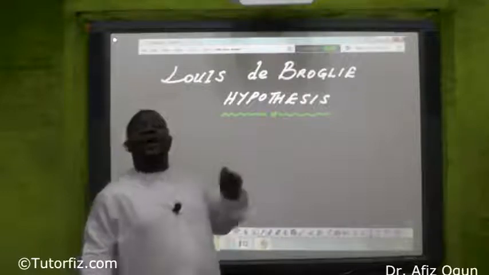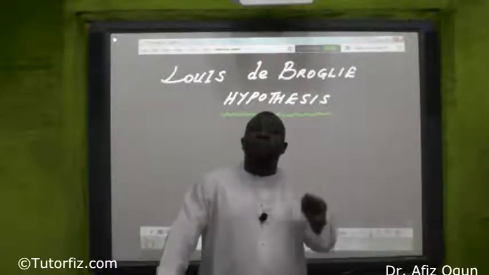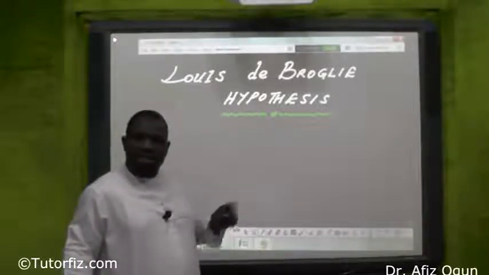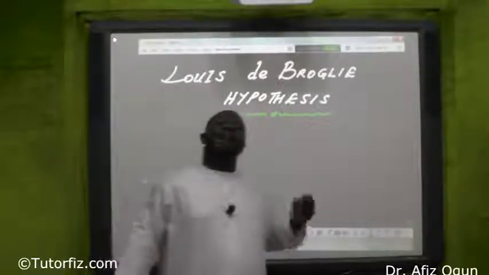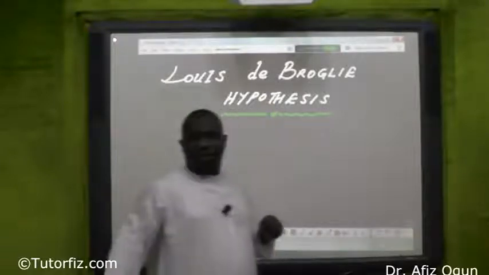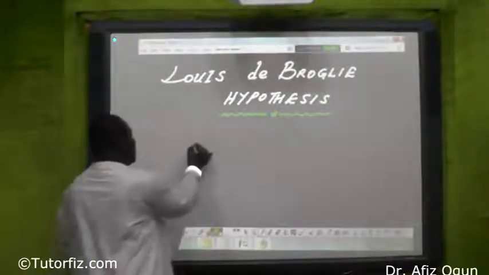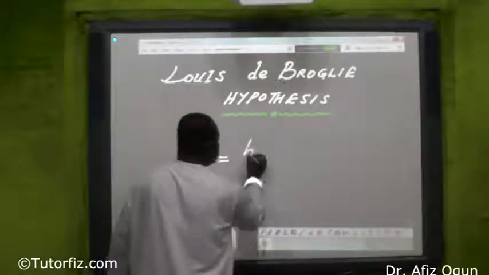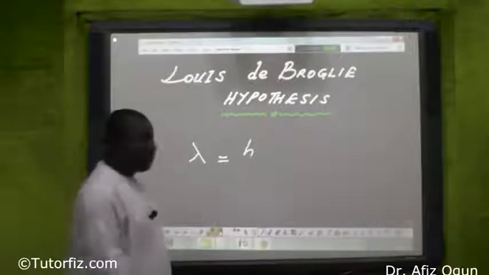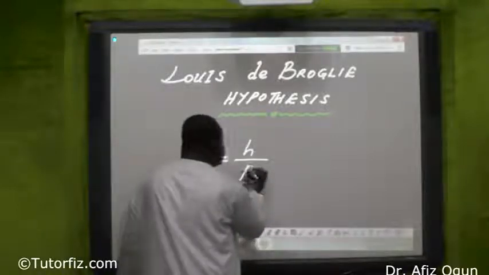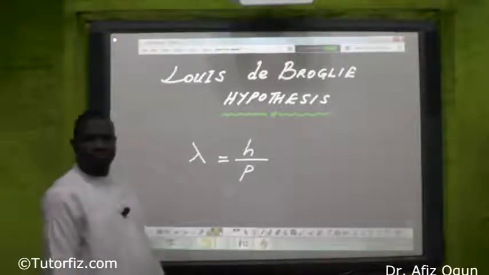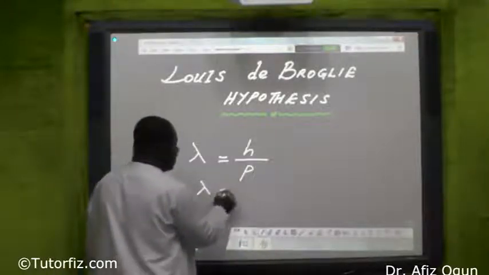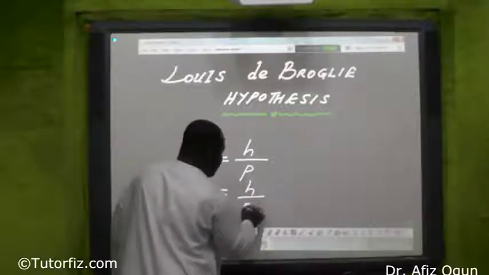If a moving electron can behave as a wave, that means it must have a wavelength. He suggested that the wavelength, lambda, of the electron equals Planck's constant divided by the momentum of that moving electron. Of course, you know momentum is mv. That means lambda of that electron will be equal to h divided by mv.